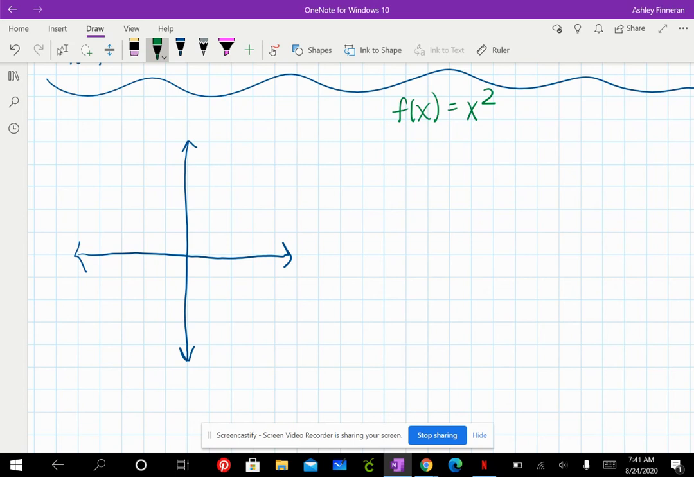If I plug in 0, I get 0. 1 squared is 1. 2 squared is 4. Negative 1 squared is 1. Negative 2 squared is 4. So we know that no matter how far we go over, we are going up that number squared. Now, what gets tricky is we are going to move this around.